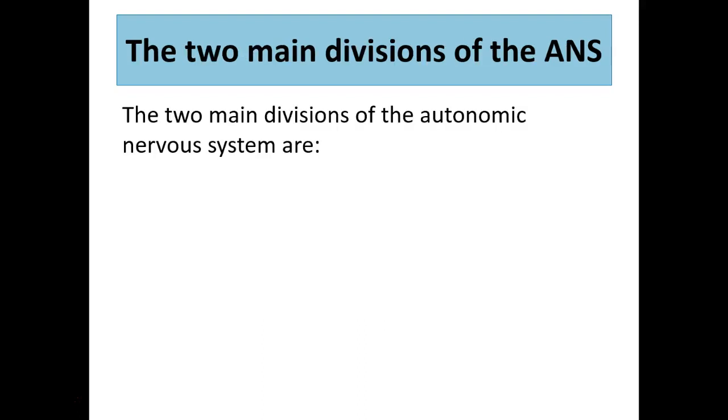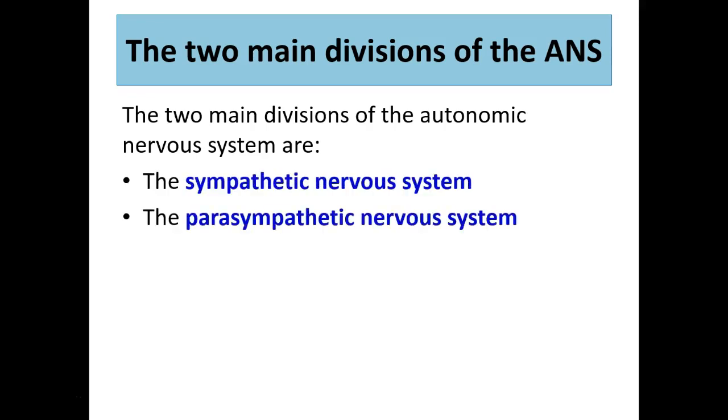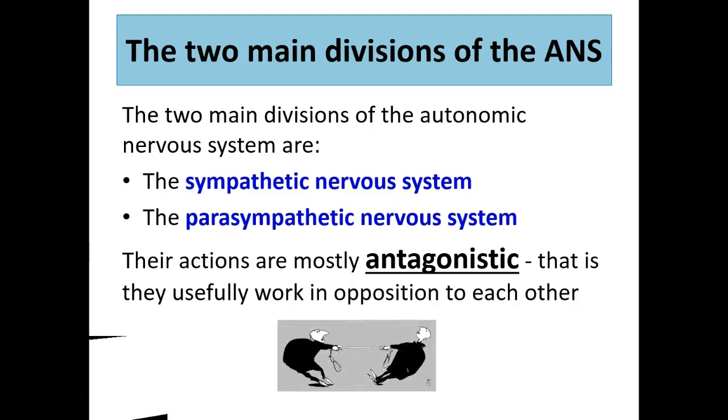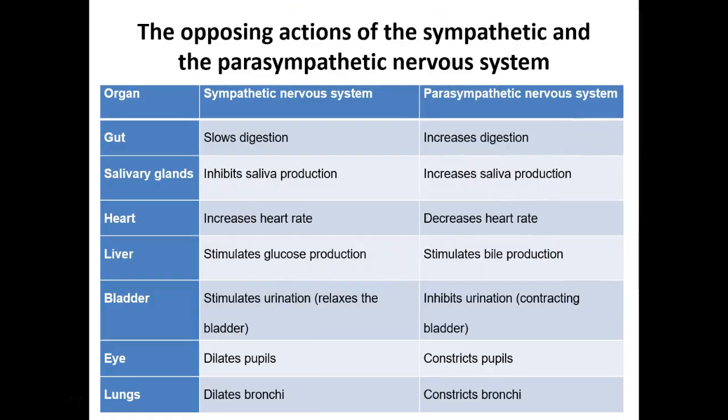So the two main divisions of the autonomic nervous system are the sympathetic and the parasympathetic. They actually work antagonistically. That means they work in opposite to each other. The sympathetic nervous system gets your body active and activated to a stressful situation, and your parasympathetic system brings it back down to normal. So let's see what we actually mean. What do they actually do?